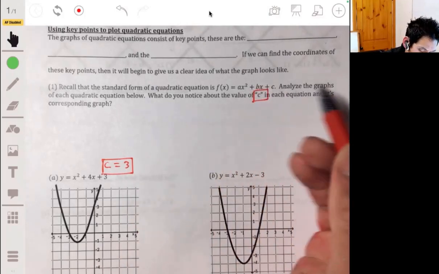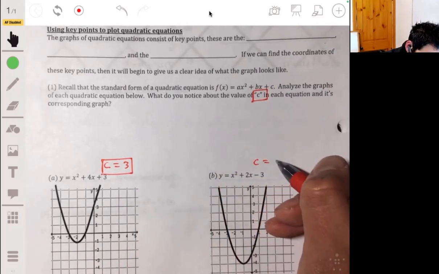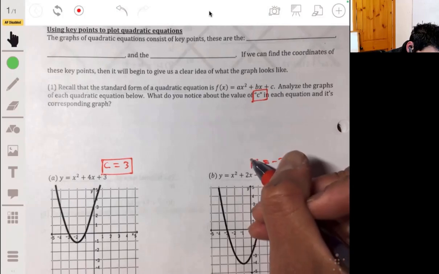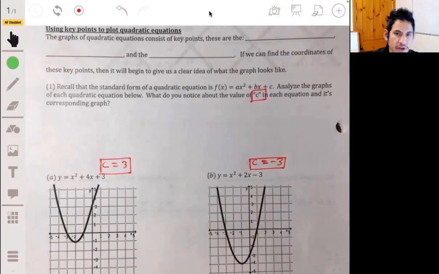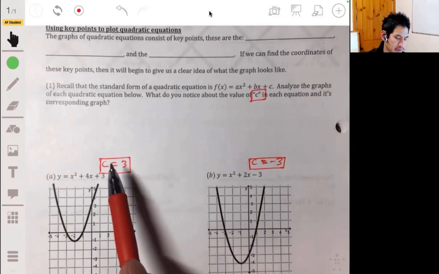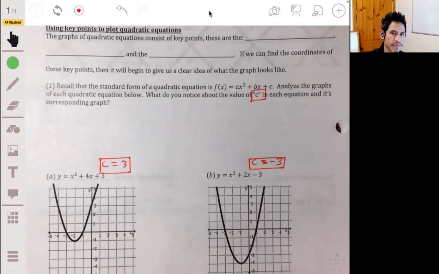Remember, we're using this equation. And c here is equal to negative 3. And try to see if you can figure out what the relationship is between 3 in this graph and negative 3 in this graph.